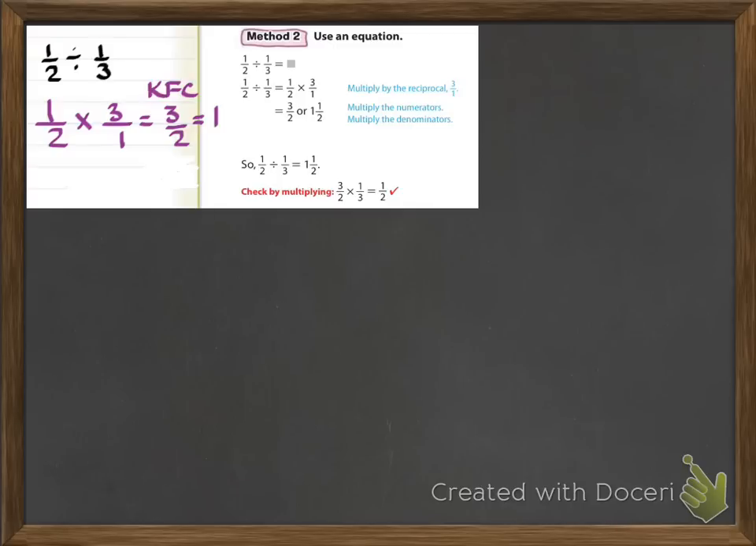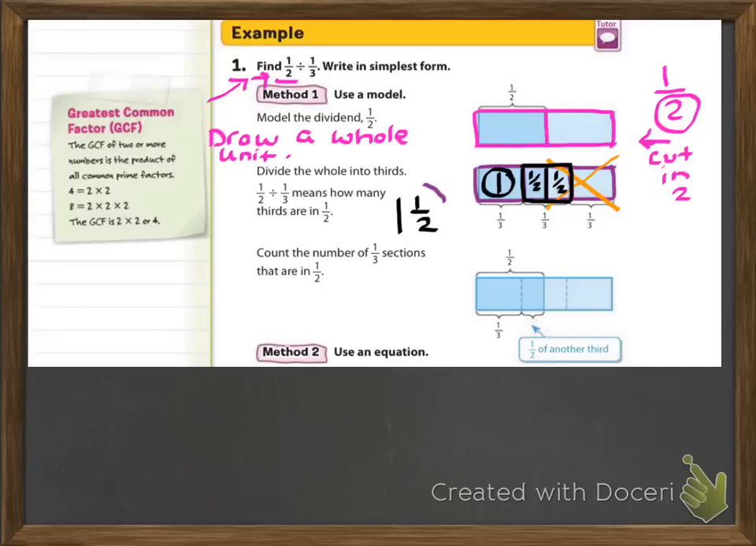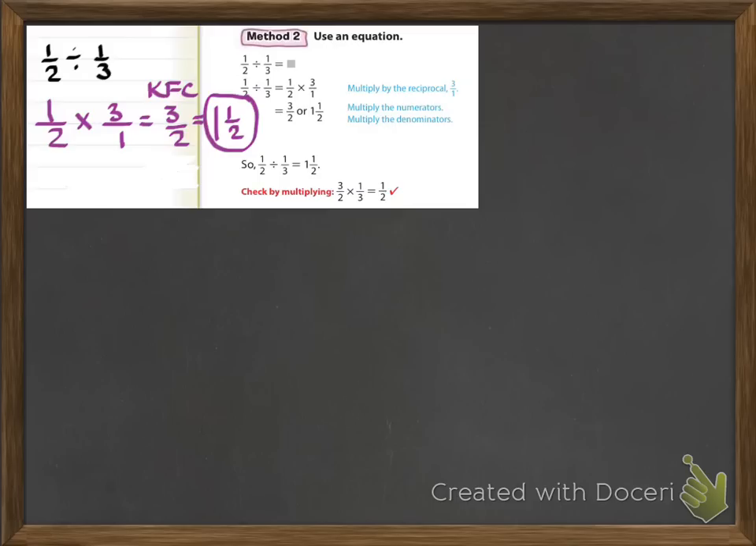2 goes into 3 one whole time. We have 1 left over, because remember 2 times 1 is 2, so we have 1 left over, and then 2 stays our denominator. So notice we still get the same answer that we got with the model, 1 and 1/2. And so we get the exact same answer both ways.